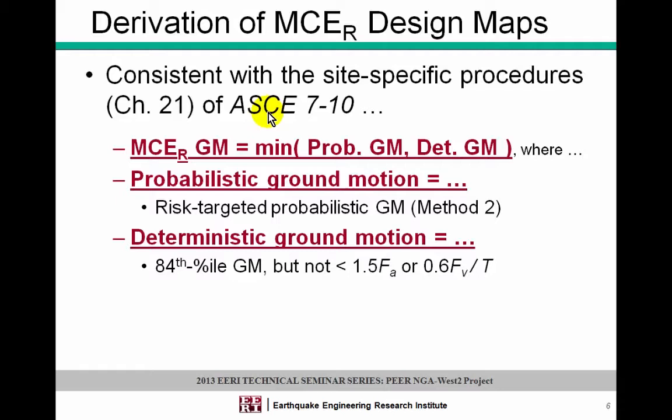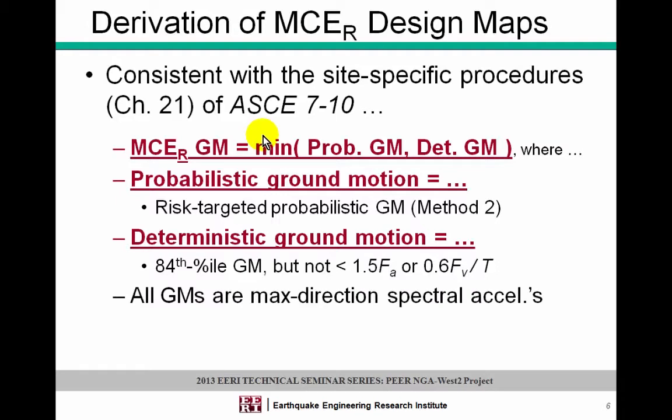There's also a method 1, which is essentially just a method for approximating risk-targeted ground motions. And then also the deterministic ground motion part of MC sub R ground motions, there are 84th percentile ground motions, 84th percentile from characteristic earthquakes, and if you're at a particular site, it's really the 84th percentile from the characteristic earthquake that gives you the biggest ground motion. But there's also some floor to these deterministic ground motions that I'll go over in more detail later. Right, so these are the basic components, though, as laid out in the site-specific procedure.